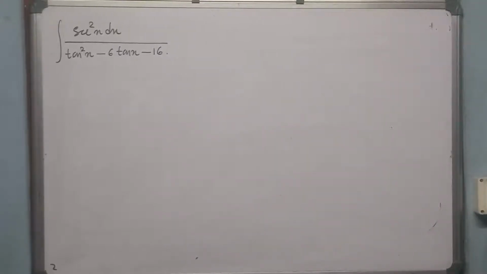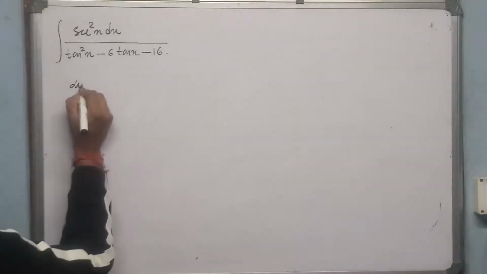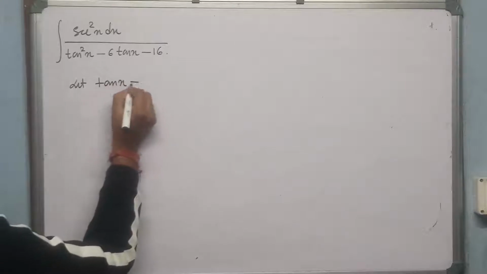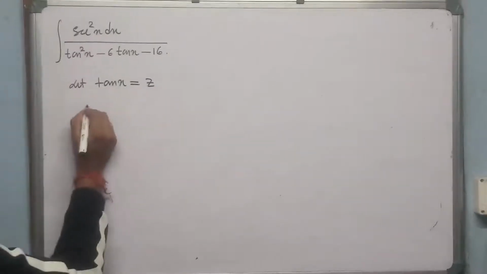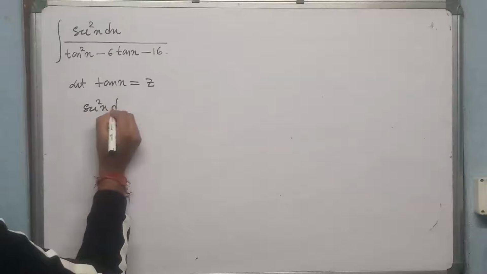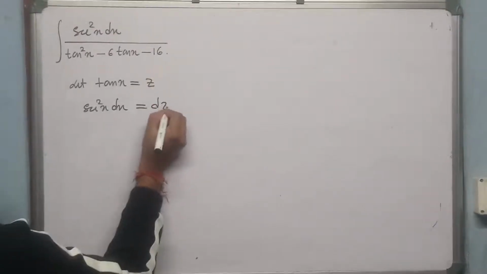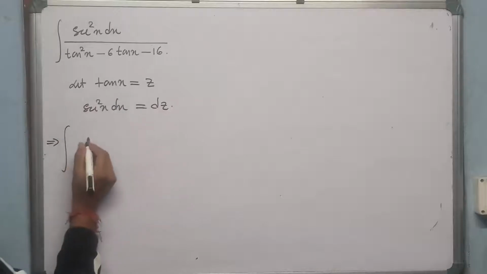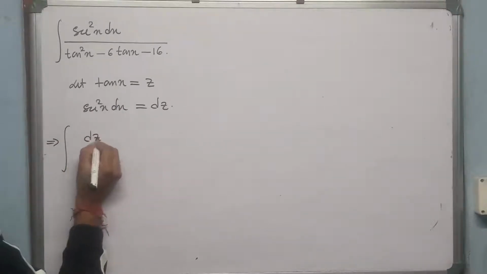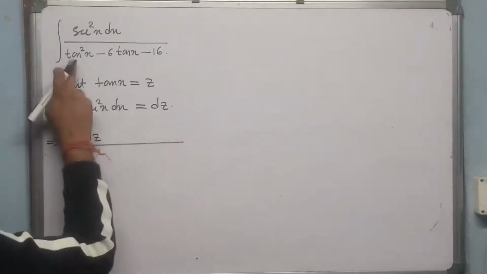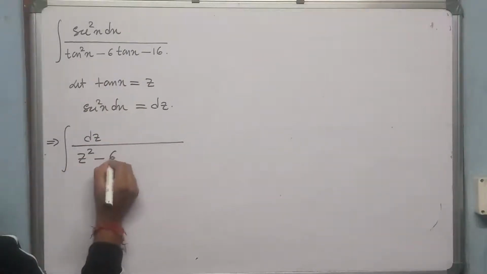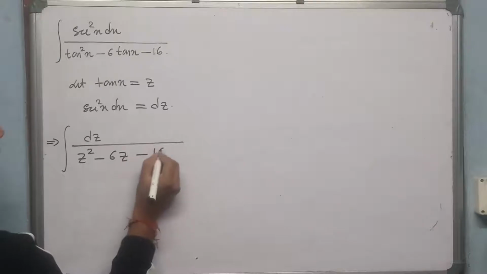Now, same type of question. First, you have to substitute the functions. Let tan x equal z, and the derivative of tan x is sec square x dx equals dz. Now in the integration, sec square x dx is dz, so I'll write dz over, tan x is z, so z square minus 6z minus 16.